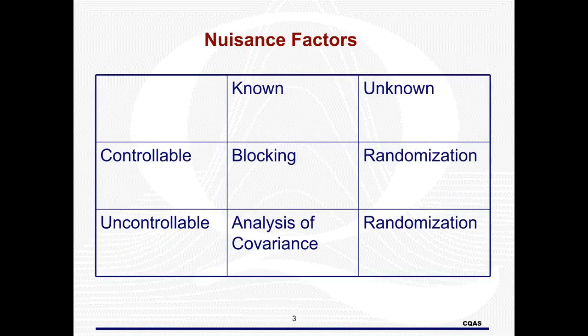This table summarizes how we deal with nuisance factors depending on whether they are known or unknown and controllable or not. If they're known and controllable, we use blocking. If they're known but uncontrollable, we use ANCOVA. If they're unknown, we rely on randomization to balance their effects across treatments.